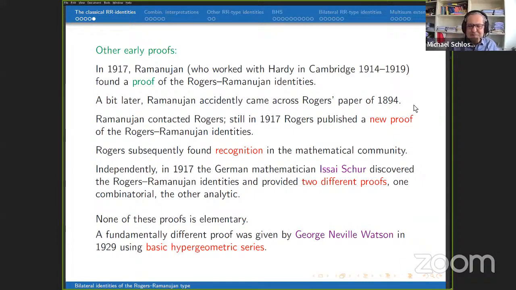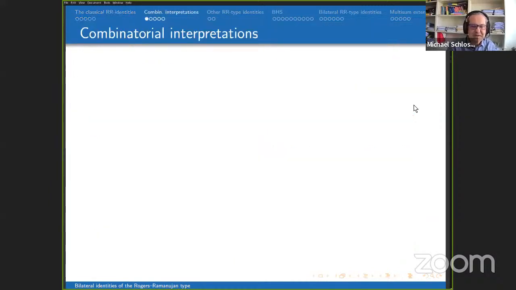And these proofs were by functional equations. It was not quite clear how to come up with these functional equations without knowing the identities beforehand, or without knowing generalizations of them. But actually, a quite elementary proof, which I will use later to extend, was given by George Watson in 1929, using identities for basic hypergeometric series.